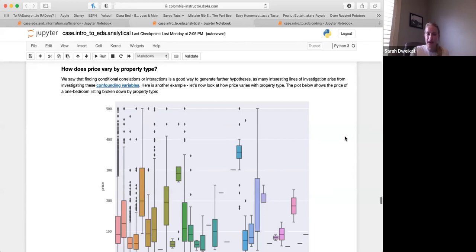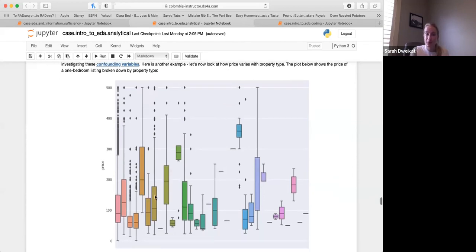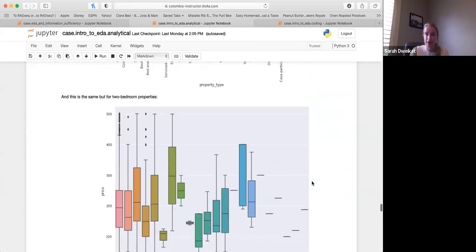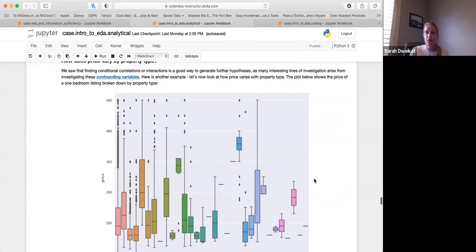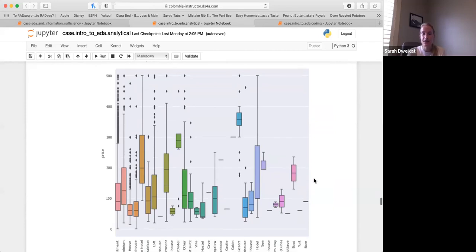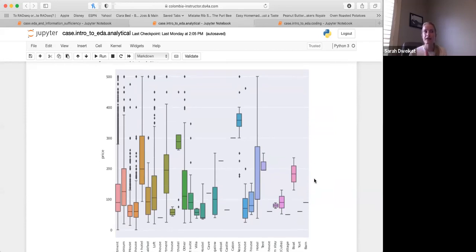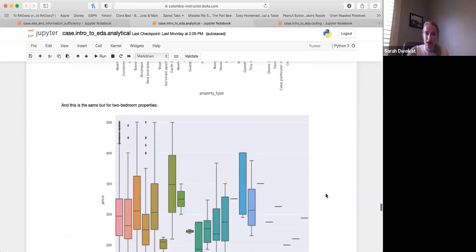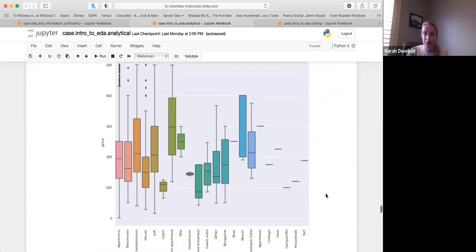So what if we broke it down for a 1 bedroom and for 2 bedrooms for each property type? We can also make these box plots to see how, to make that more granular data, that different exploration. We're looking here at price versus the type of rental for a 1 bedroom. All of these are 1 bedrooms. And then down below, this is for 2 bedrooms and the box plots.